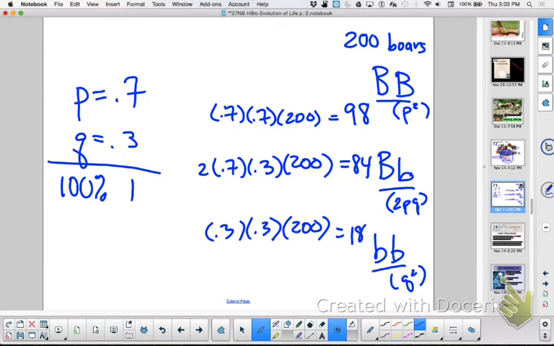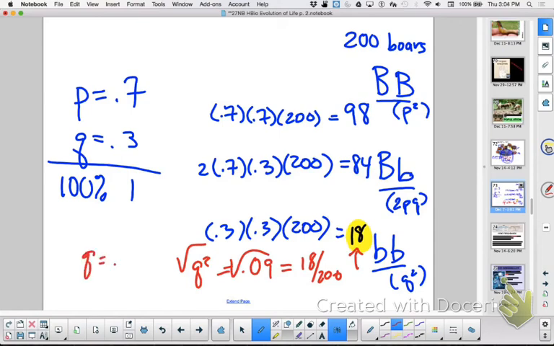Okay. So do you see how we worked it from here over? Or I could have just given you this number right here. I could have just given you, hey, there's 18 little b's. You would have gone backwards like this. You would have said, oh, then 18 divided by 200, right? What percent is that? 18 divided by 200 equals 0.09. And that equals Q squared, little b. So if I take the square root of it, then Q equals 0.3.